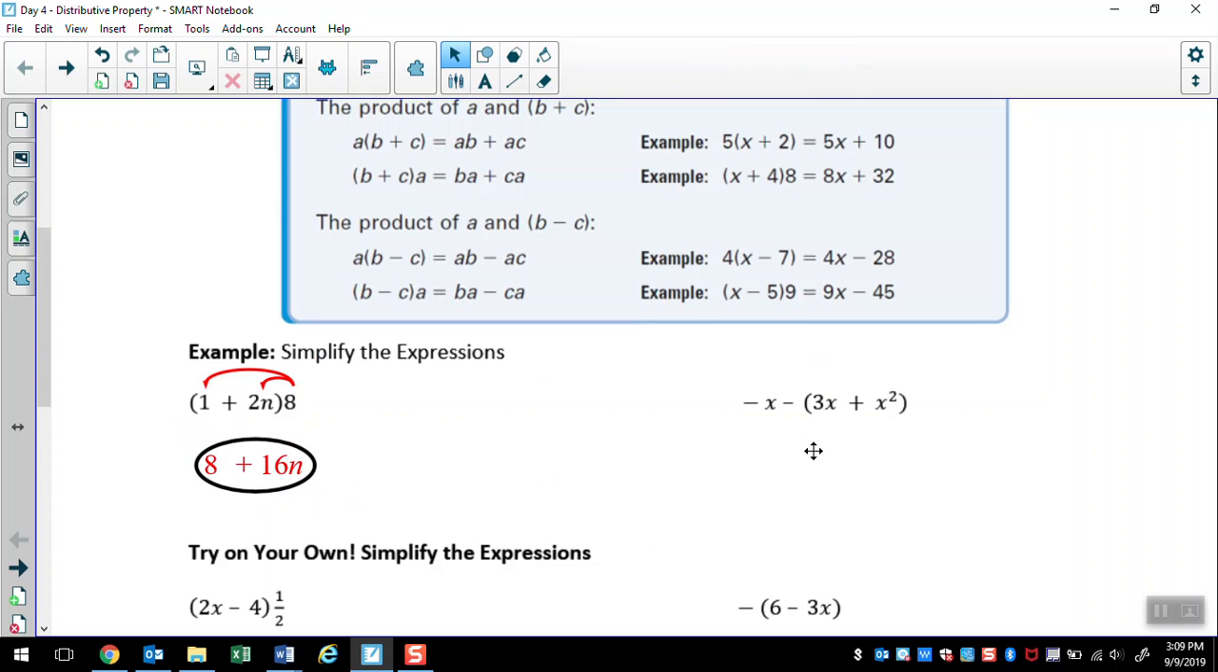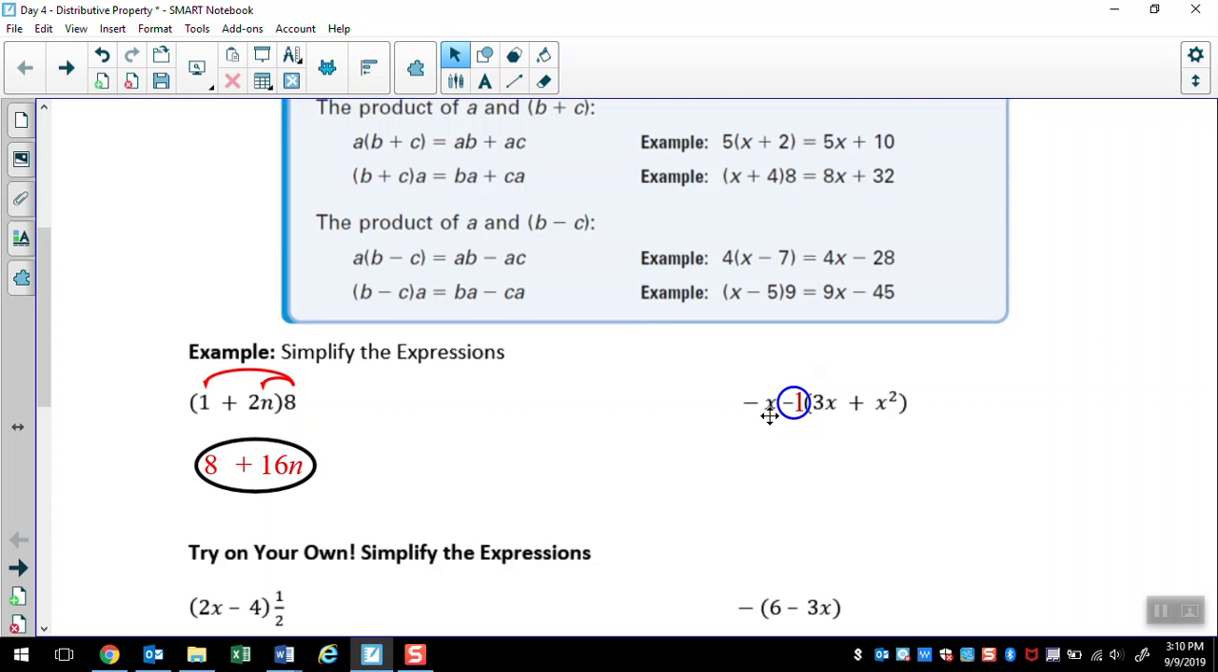Okay, let's take a look at this one. So this one gets a little trickier. Here, I don't have a number that's actually stuck directly to the parenthesis. Instead, I have just a minus sign. So right now, this says negative x minus the sum of 3x and x squared. So I need to have a number. If there's no number directly stuck there, it's a 1. Now we have to be really careful and pay attention to our signs. In this case, it's a negative 1 that I need to distribute. Because remember, subtracting is really just saying adding a negative.